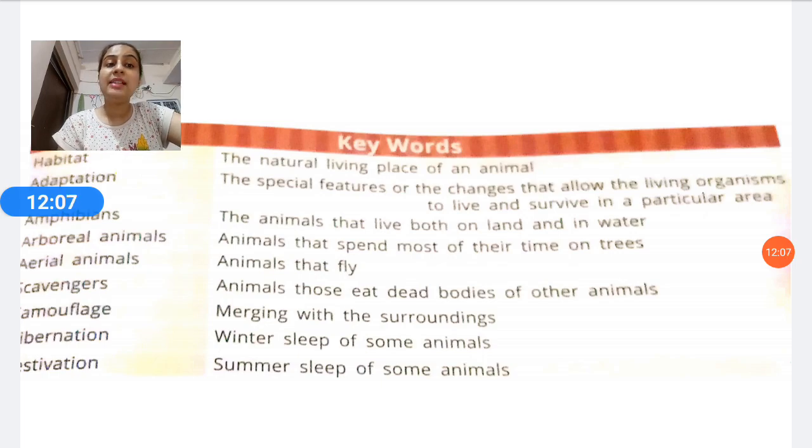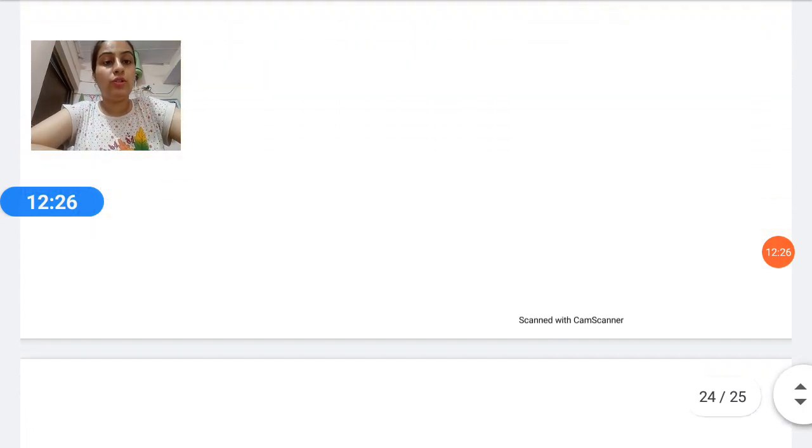Scavengers, animals that eat bodies of other animals. Camouflage, like merging with the surroundings, like polar bears. Yes, they merge with the surroundings. Hibernation, winter sleep of some animals, we have seen. Estivation, that is summer sleep, the animals that sleep during the summer. Okay, so these are the keywords.